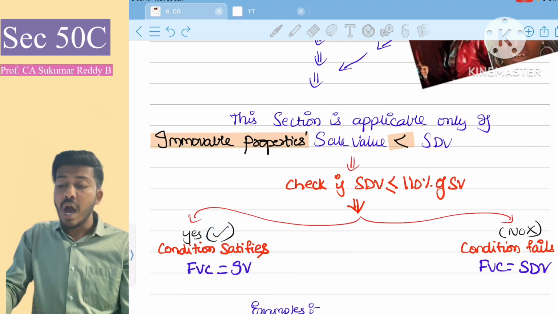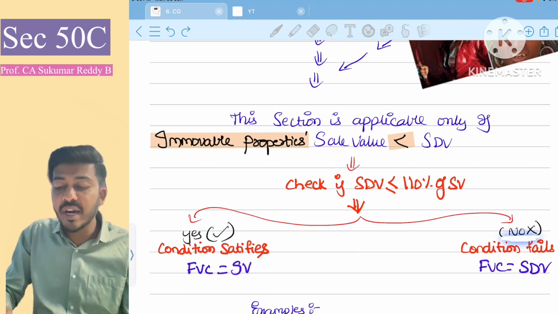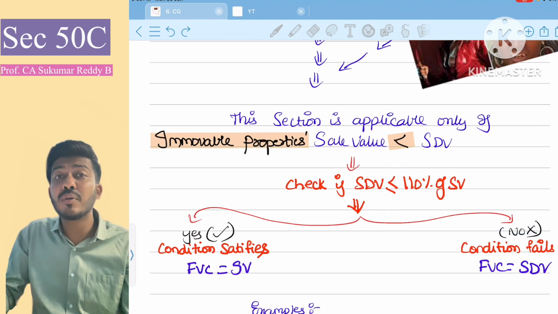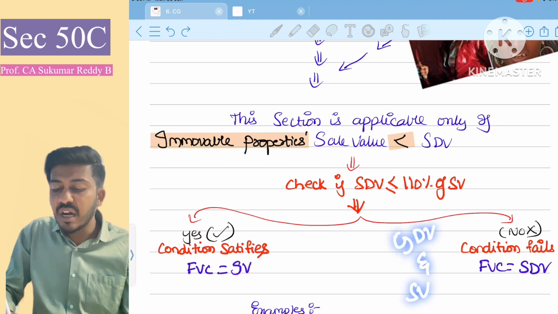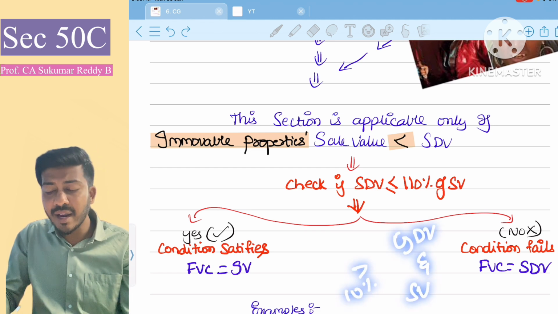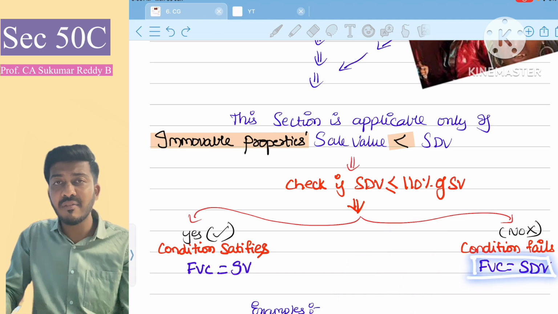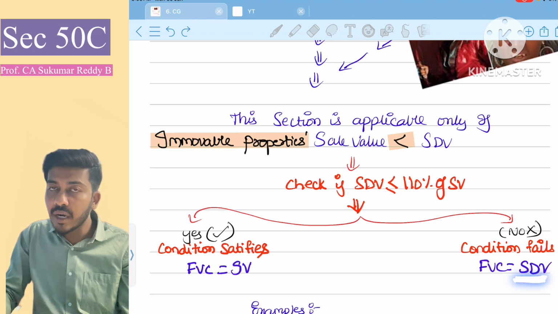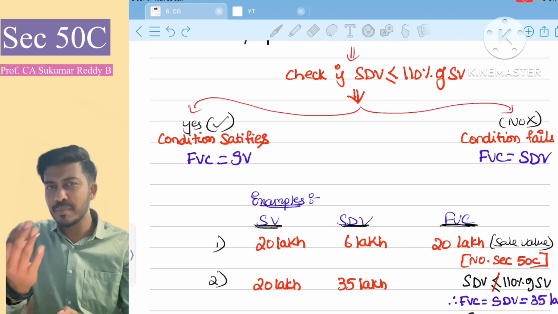We will leave you. However, if the condition is not getting satisfied, what is the meaning? The difference between the SDV and SV is greater than 10 percentage. Am I right? Therefore, your full value of consideration will not be your actual sale value. It will be the SDV. Got it? To get high clarity on this, let us rush into the numbers.